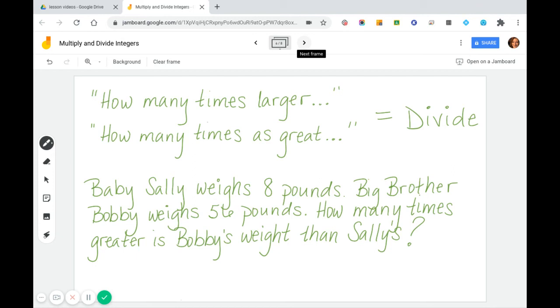But what it's really asking is how many times does the smaller thing fit inside the big thing? And if you're talking about fitting inside, that's a division problem. So if it says how many times whatever, it's asking you to divide. For example, baby Sally weighs 8 pounds. Big brother Bobby weighs 56 pounds. How many times greater is Bobby's weight than Sally's? So it's saying how many times will that 8 fit inside the 56? So the answer would be 7, not 7 pounds, just 7 times greater. Okay?